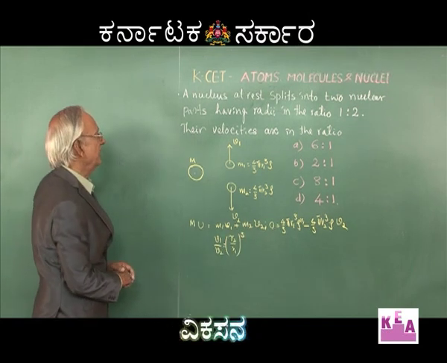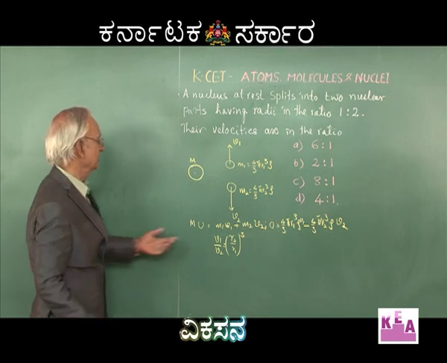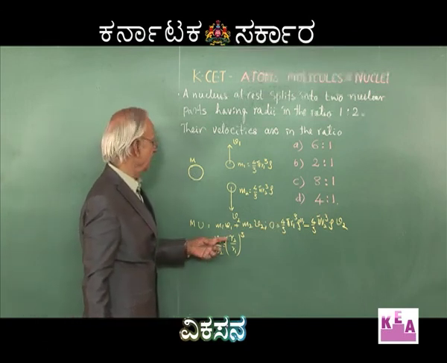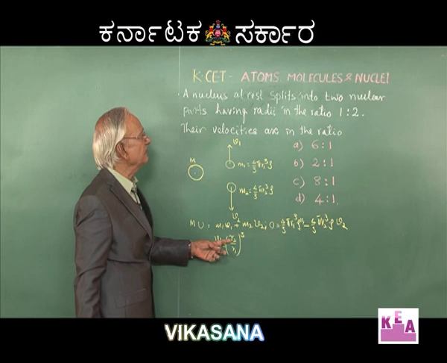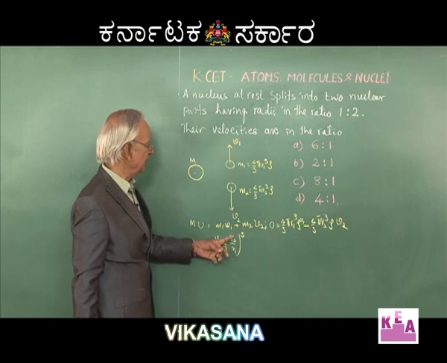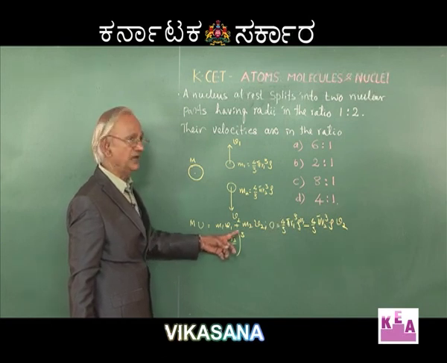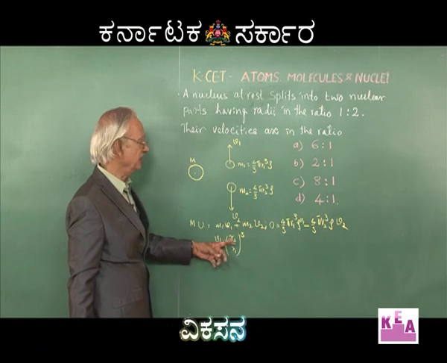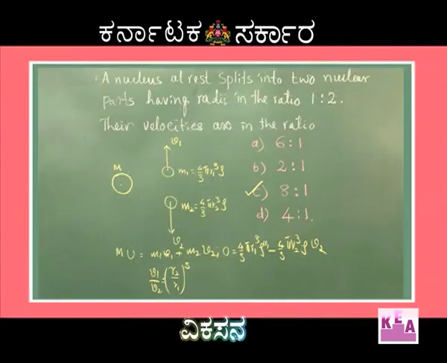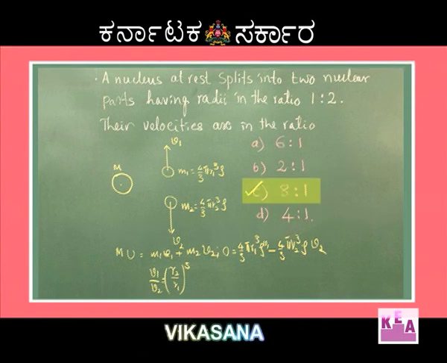So, you are asked to find the ratio of their velocities. So, it is v1 by v2 and you are given ratio of the radii 1 is to 2. So, 1 is here and 2 is here. So, 2 by 1 raised to 3. So, the correct answer will be 8 is to 1. So, the correct option here is 8 is to 1, that is C.